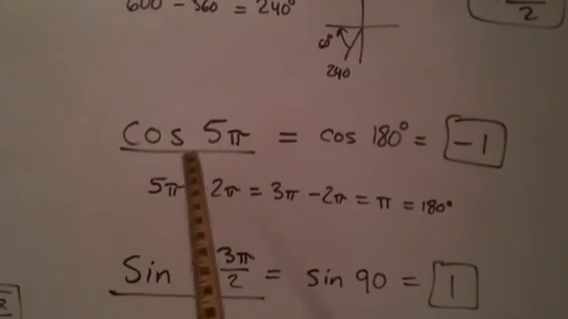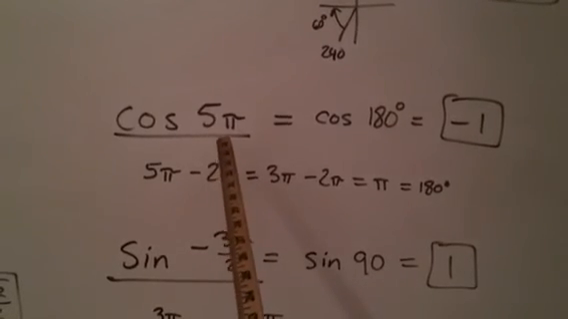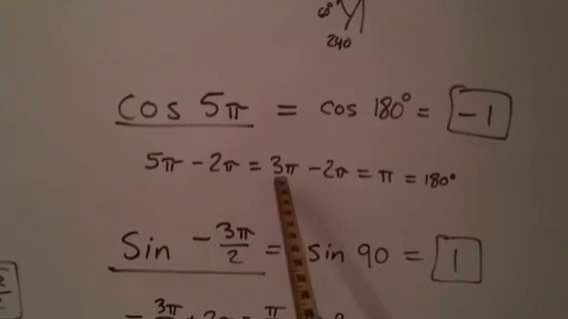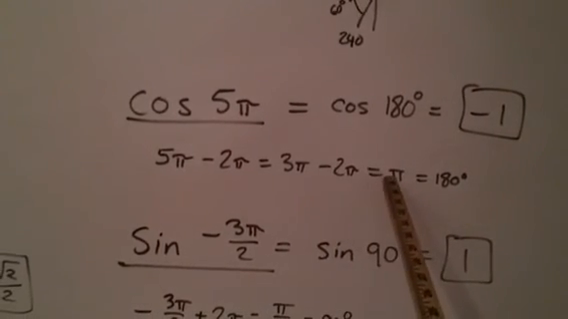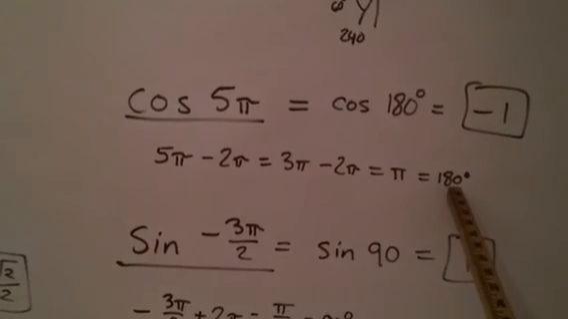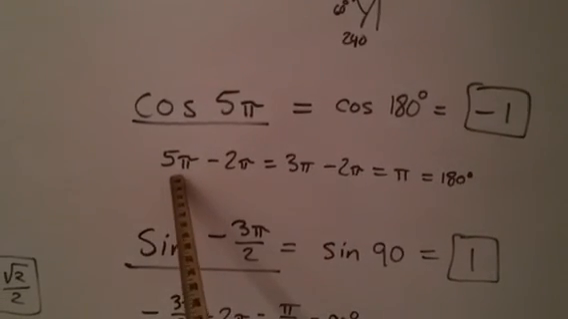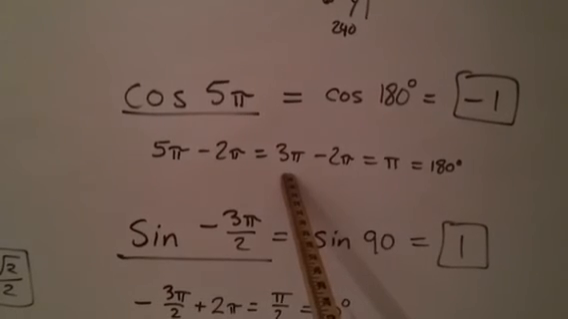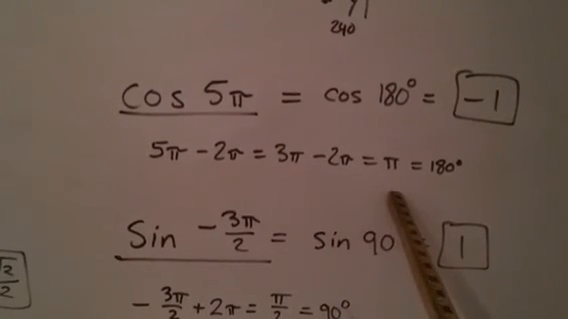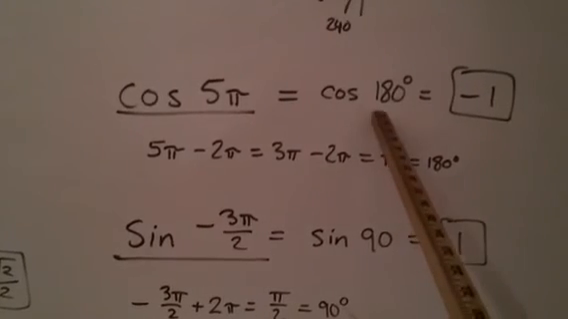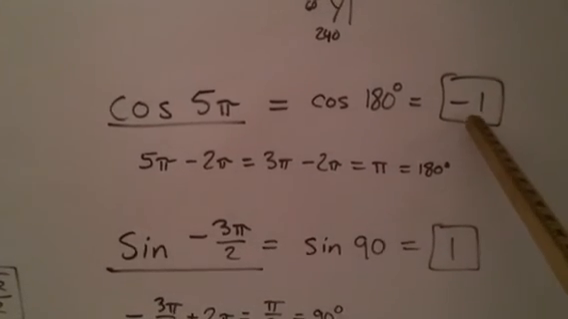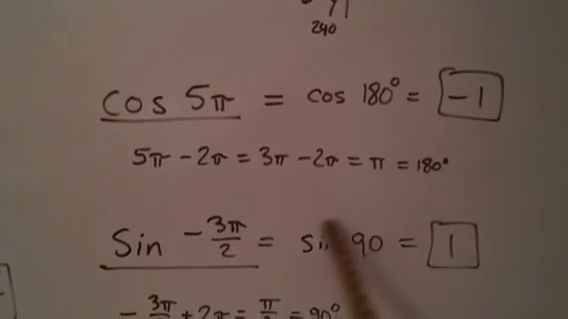The cosine of 5 pi, every 2 pi it repeats, so we need to subtract 2 pi. I get 3 pi. Subtract another 2 pi, I get pi, which is 180 degrees. If you want to think in degrees, you could also convert this to 900 degrees. Take away 360 will give you 540 degrees. 540 degrees minus 360 degrees makes 180 degrees. Cosine of 180, according to our basic points, is negative 1.